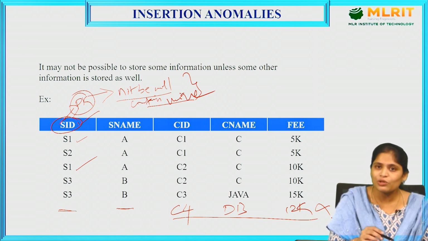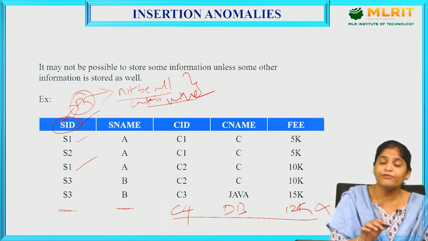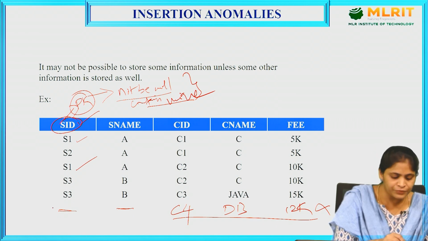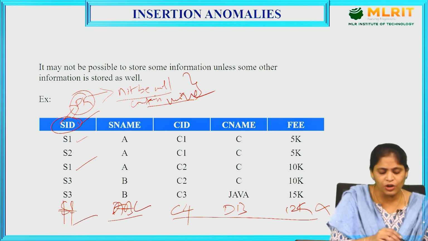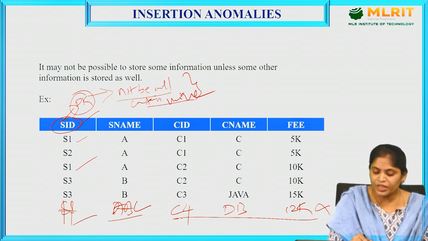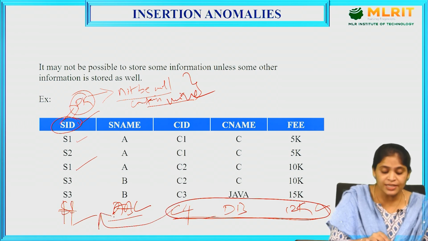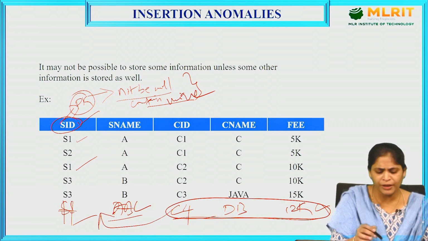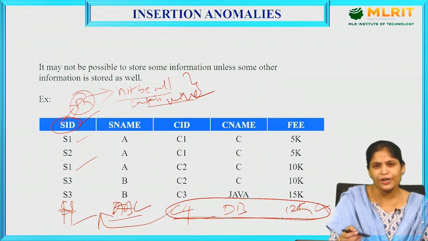So what is the solution for this? Here, for temporary purpose, I have to represent dummy data. For example, this is an ID and ABC. This is what we call dummy data. To insert some useful information, we need to insert some other dummy data forcefully. So this is what we call insertion anomaly.